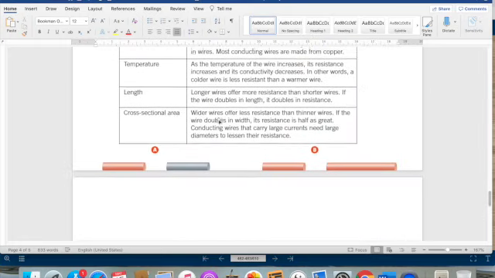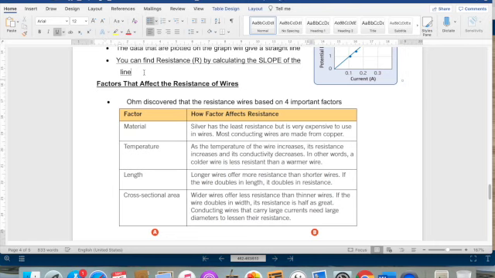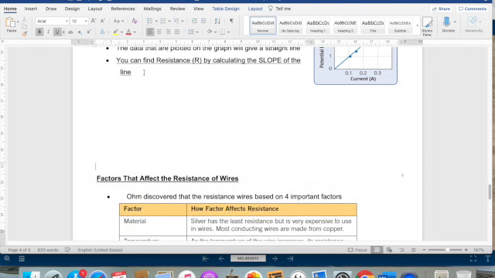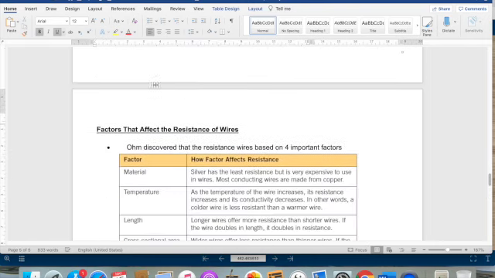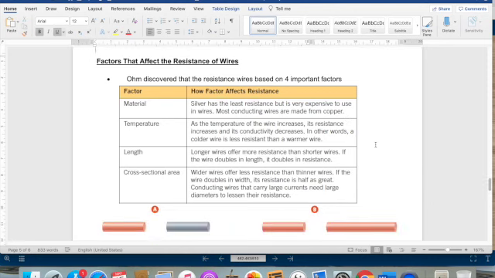Okay, this is more conceptual. Now I have to make this go on another page so I can see it. Factors that affect resistance of wires. So this is non-numerical, which is maybe nice for some of you. Ohm discovered the resistance of wires had 4 important factors. The factors that lead to the resistance of a thing are the type of material, the temperature of the wire, the length of the wire, and how fat it is, basically. The cross-sectional area is how thick the wire is.